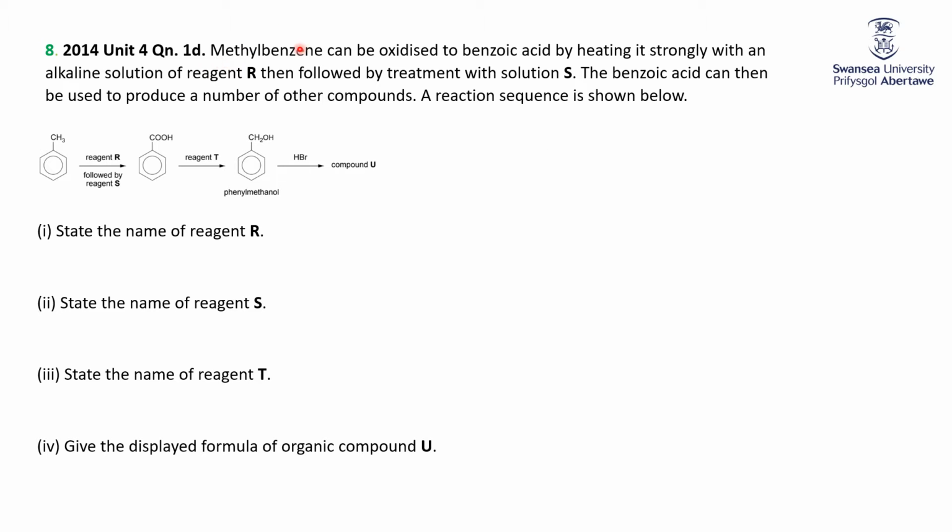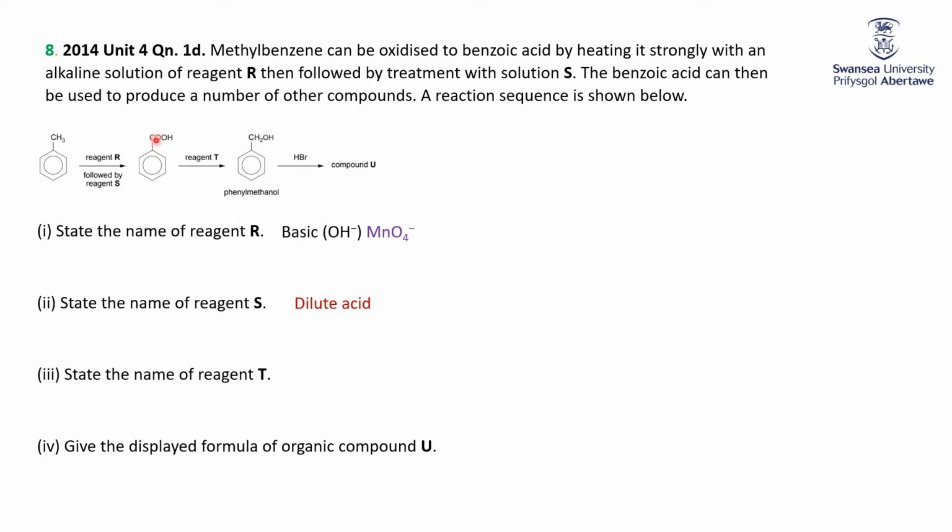And here we go. Methyl benzene, oxidized to benzoic acid, heating strongly with an alkaline solution of reagent R, followed by treatment with solution S. Benzoic acid can then be used to produce all other kinds of compounds. Here's a little reaction sequence. What's reagent R that we use for the oxidation in alkaline solution? We've just seen that. It is MnO4 minus, the manganate(VII) or permanganate. And when we do it with the basic permanganate, that gives us the COO minus, which we need to acidify. So dilute acid is S.